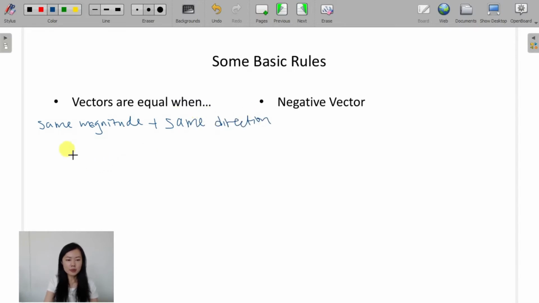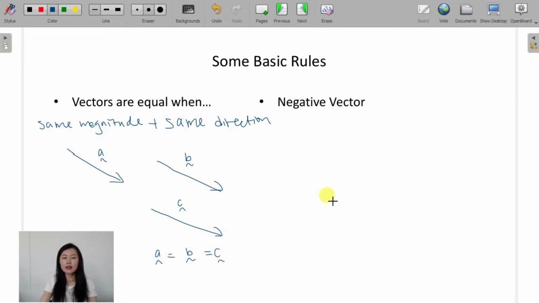So for example, my drawing is not the best, probably slightly longer on that one. Let's say this is vector A, vector B, vector C. They're pointing in the same direction, roughly the same length. So they are equal. Now, to get the negative vector, very simple, just flip the arrow.